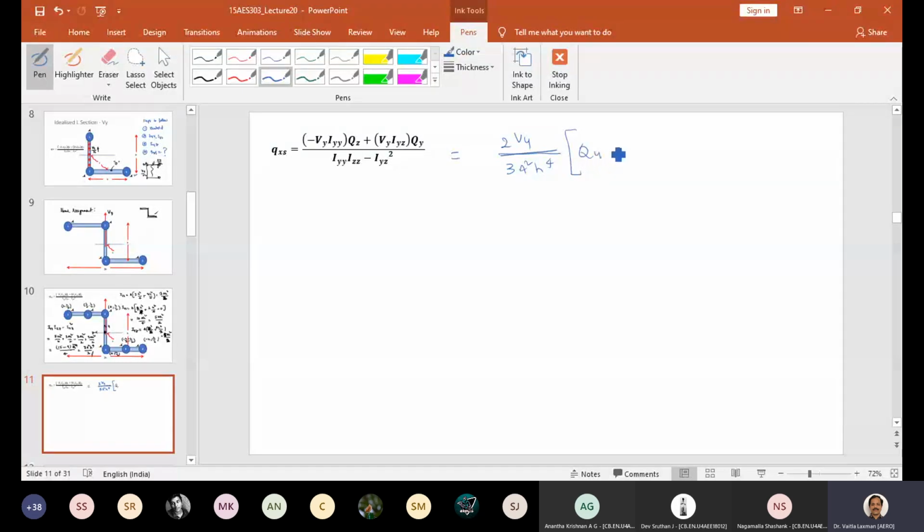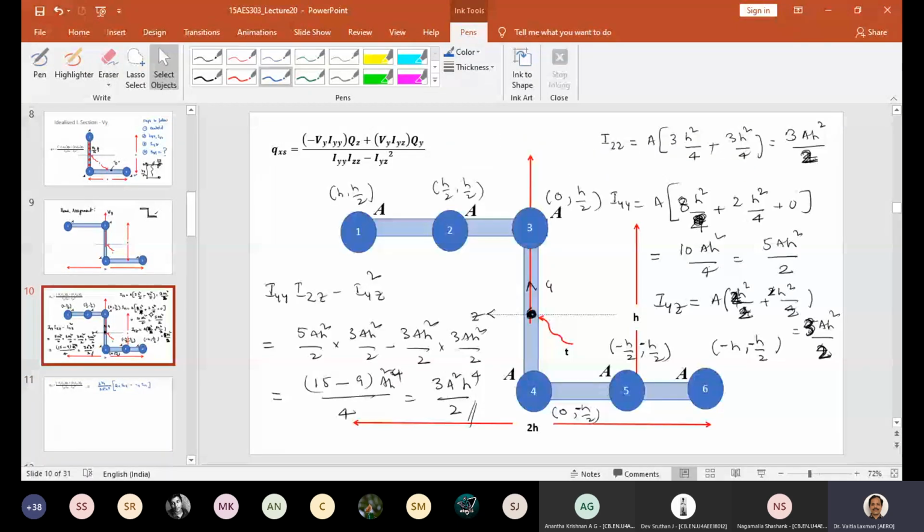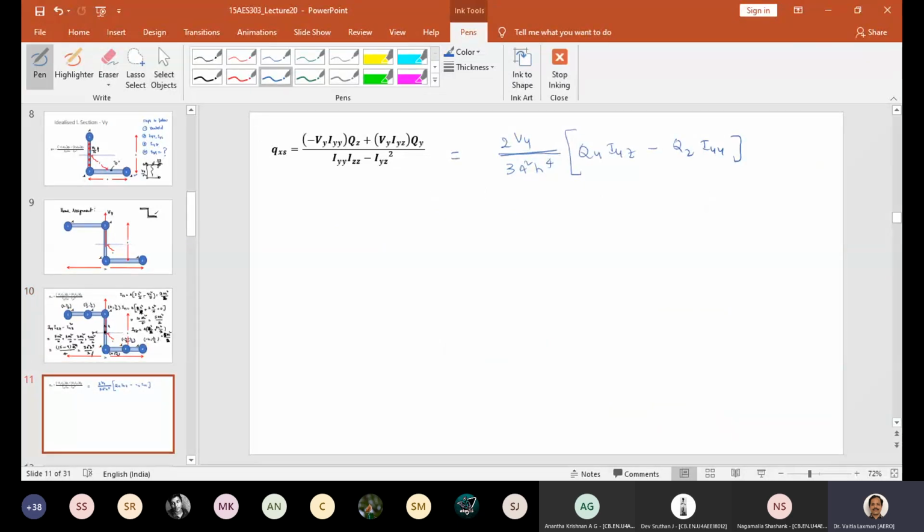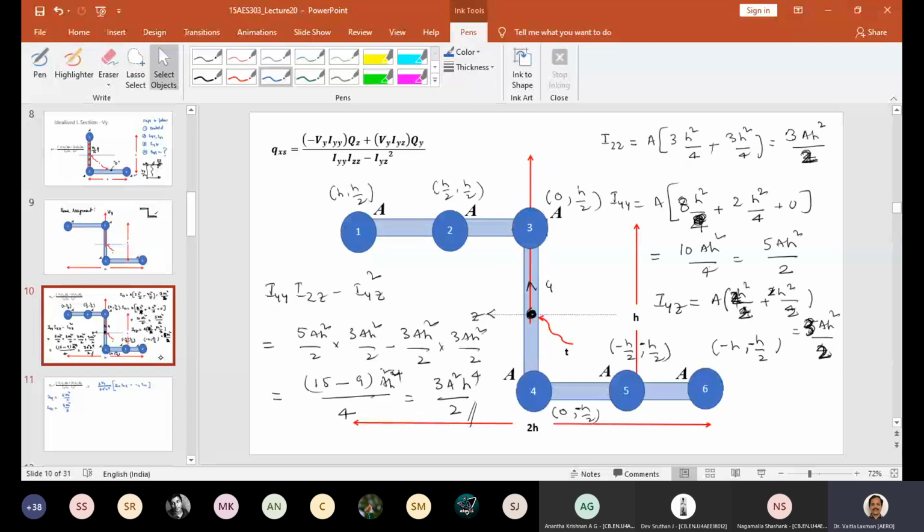So Qy Iyz minus Qz into Iyy. But Iyy is what? Please tell me this. Iyy is 5 ah square by 2. Iyz is 3ah square by 3, isn't it? Yes.